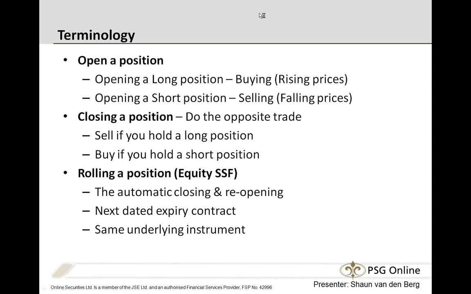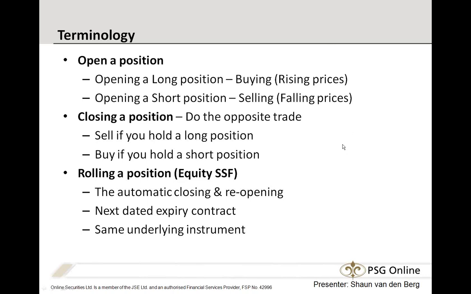When it comes to equity single stock futures, there's this thing called rolling a position. This is an automatic closing and reopening of the next contract. We'll talk about the next dated or next expiry contract in the next session. But it's moving over to the next contract. At the moment we're trading the December contract, so you roll over to the March quarter contract. If you're trading single stock futures on Sasol, it rolls over to the same underlying instrument. So with single stock futures, we talk about rolling a position. That's a default situation with equity single stock futures. So that's just some of the background.